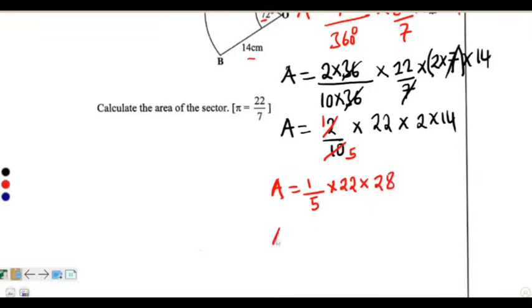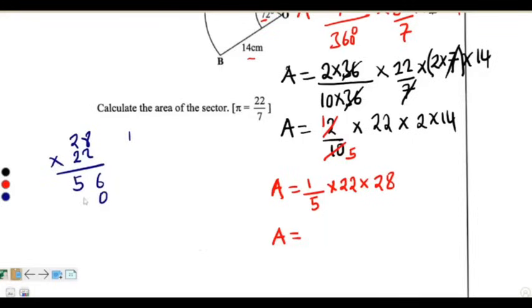Okay, so from here we can say area is equal to, so what we are going to do is we can multiply 1 times 22 times 28. So we just use the basic multiplication where we say 28 times 22. So 2 times 8, this is a 16. We write a 6, we carry 1. 2 times 2, 4 plus 1, 5. So we write a 0.